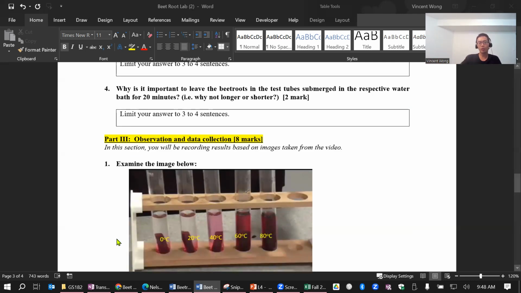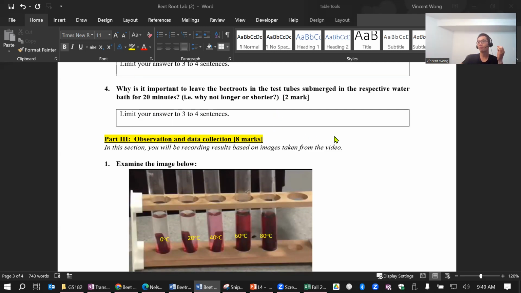So for those of you who don't know, we're trying to put the beetroot that has been exposed to different temperature into water, and then we'll see how much pigment is leaking out, right? So what happens if you leave it in for only 5 minutes? What happens if you leave it in for way too long? How will that affect the results? That's what I'm asking.